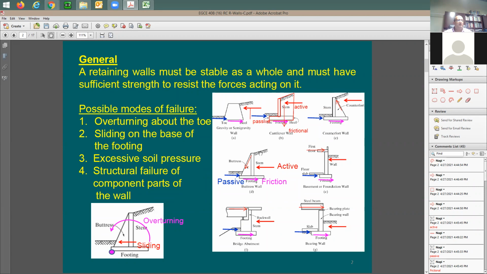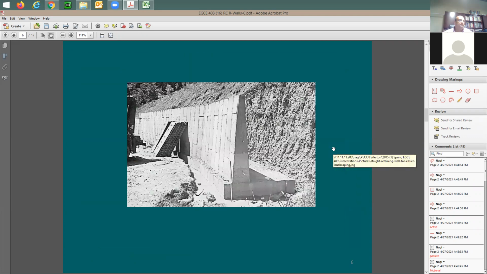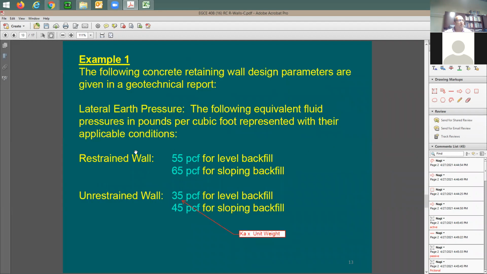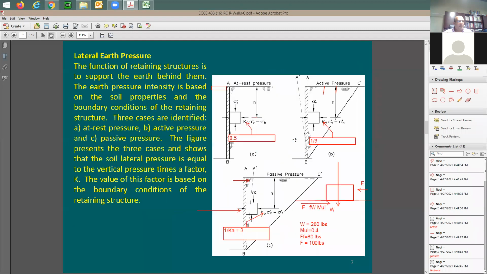This here is sloping backfill. Sloping backfill, sloping. This here is going to be level backfill, which means when it's straight. This restrained wall means that you are going to have a basement wall here. Basement wall is going to be like in this case.